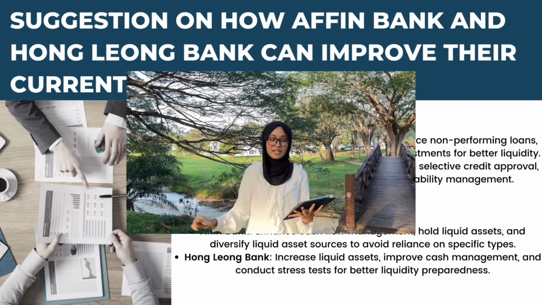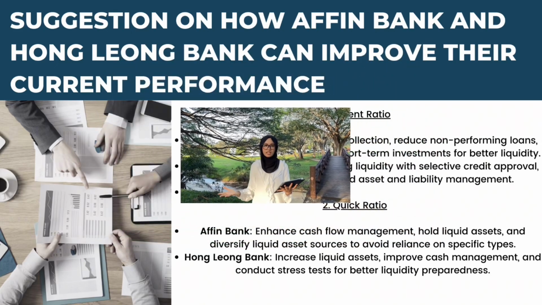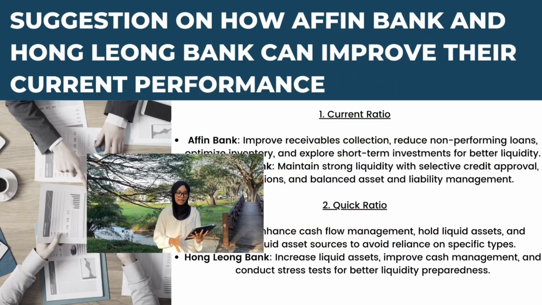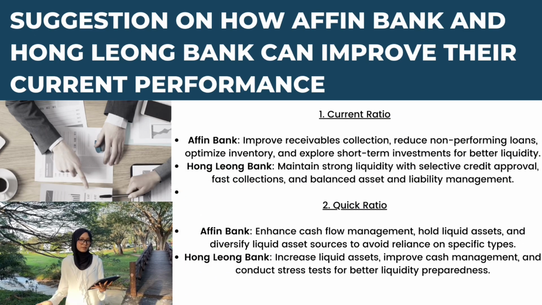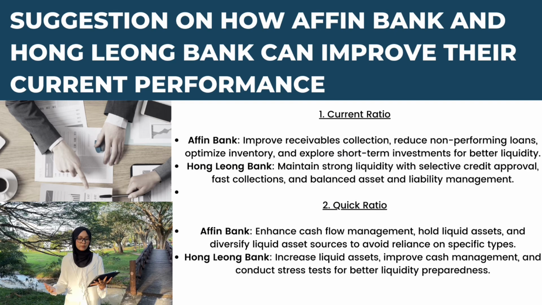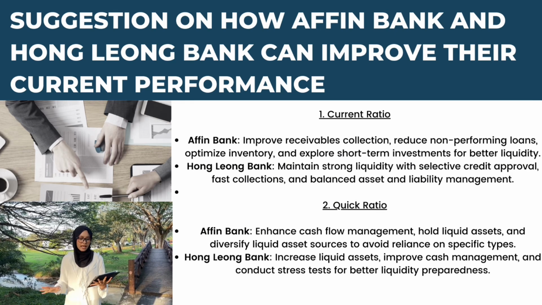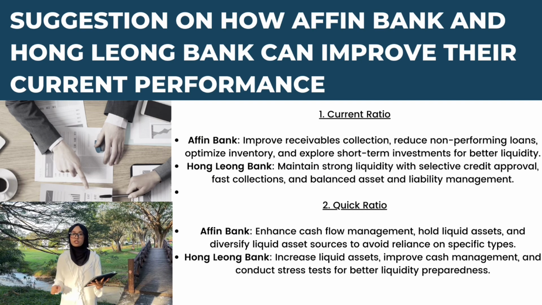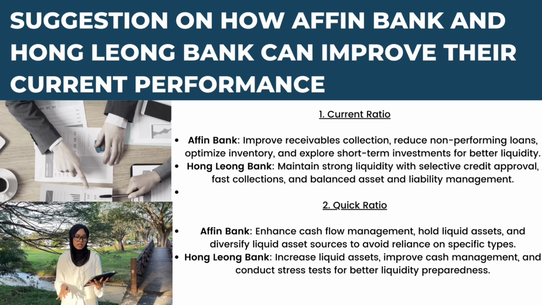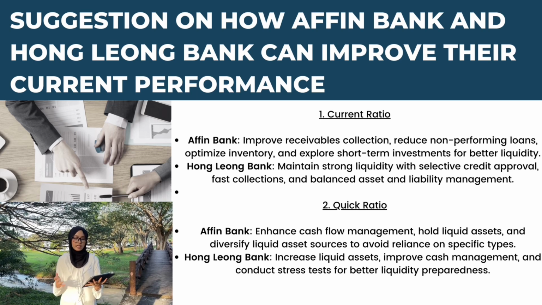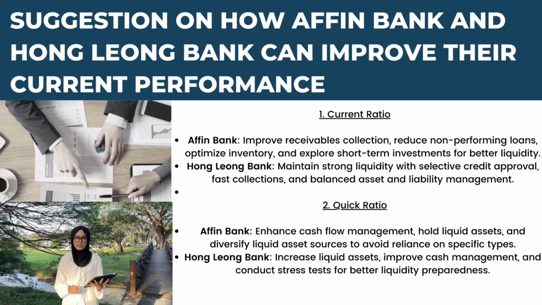So let me summarize this whole project on suggestions for Affin Bank and Hong Leong Bank to improve their current performance. The first aspect is current ratio. For Affin Bank, improving the collection of receivables, reducing non-performing loans, and optimizing inventory is a crucial step. For Hong Leong Bank, with its strong current ratio, it should maintain selective credit approval, fast collections and a balanced approach to managing assets and liabilities.